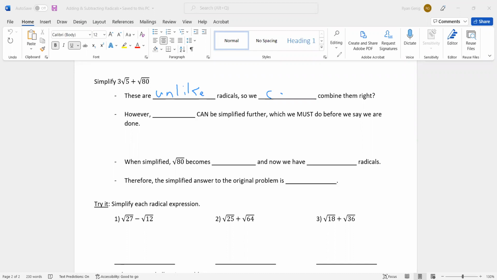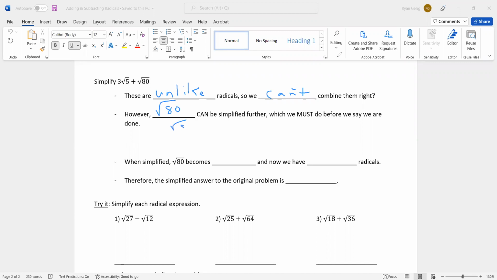So we can't combine them, right? Wrong. However, square root of 80 can be simplified further, which we must do before we say we are done. So if you're thinking you're done, you got to make sure all the numbers under the radical are as simplified as they can be. So square root of 80, here we go.